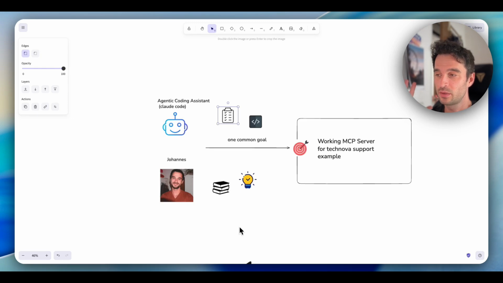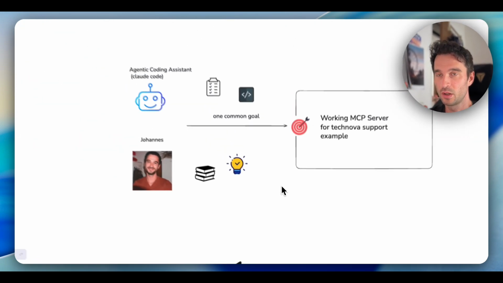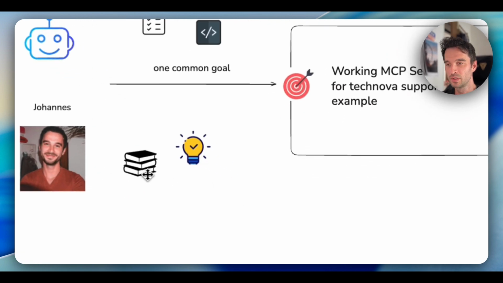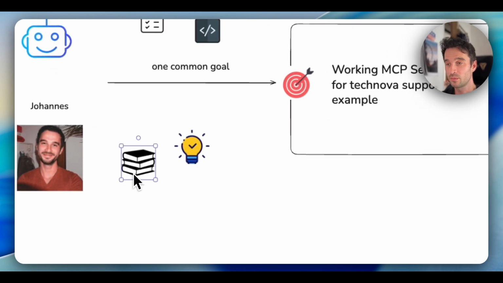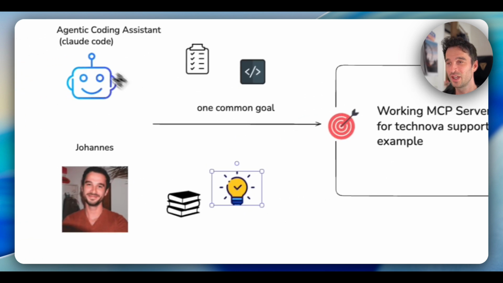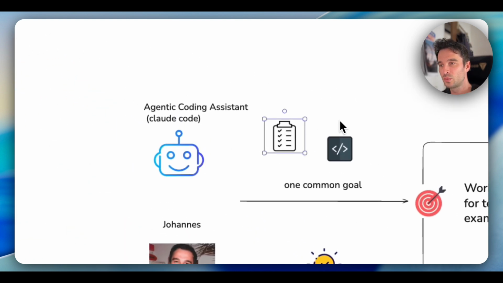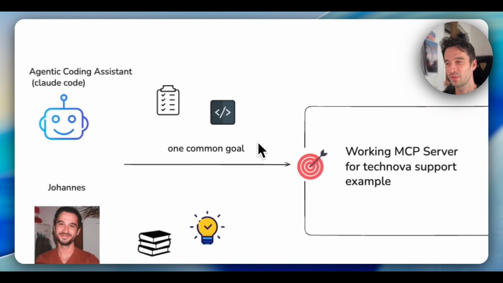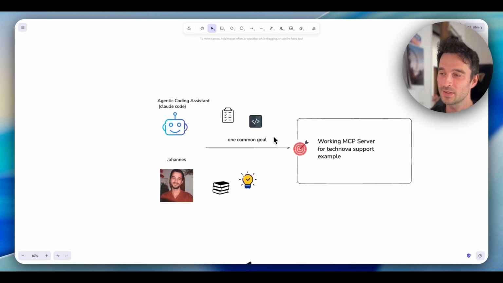So before we dive into the stages, let's be clear on the common goal that we have. It's really important that me and my AI coding assistant are aware that we have the same goal. So the goal is a working MCP server for the Technova support example. And I'm responsible for providing the context information, the idea for the whole thing. And from the other side, Claude Code will then give us a plan that we work on together, and also the code, which Claude Code will mostly do, since we will only be a quality tester and quality manager in this case, and do not really touch any code on our own.